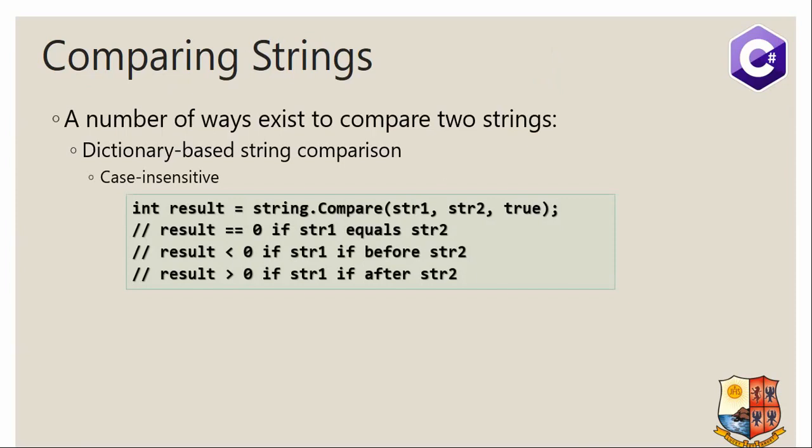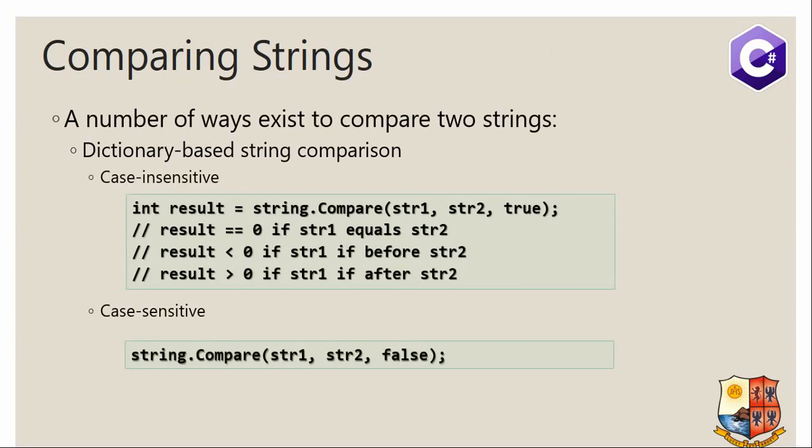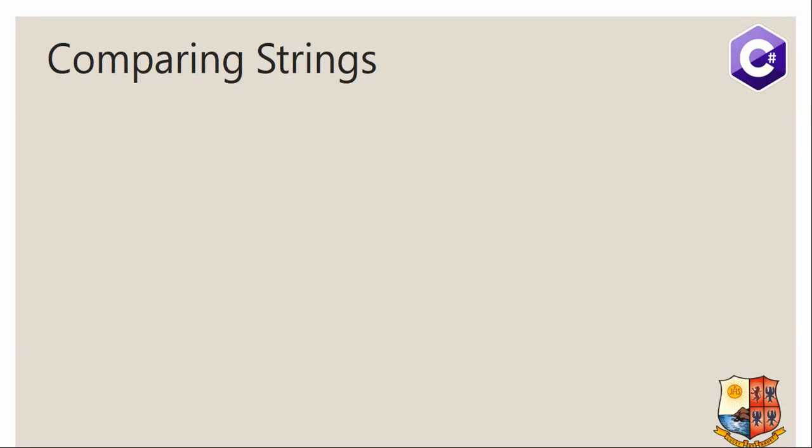Compare string1, string2, true. This is if you want to do a case insensitive comparison, but if you want a case sensitive comparison, you just change it to false. That's all. This is an inbuilt method used by the string class.